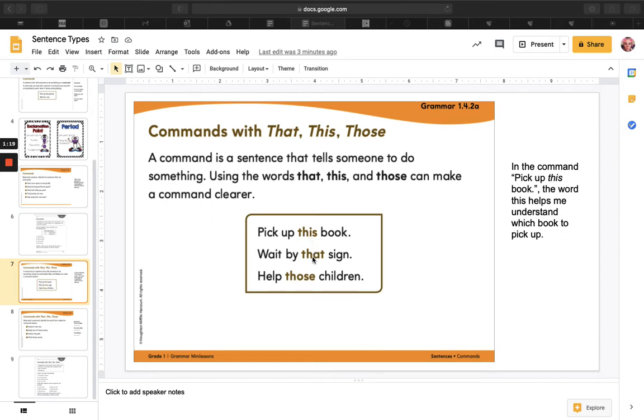So this, that, and those are important words that we might usually see in a command. Remember, a command is a sentence that tells us to do something, and you practiced those yesterday. All of these commands have a capital at the beginning and a punctuation with a period at the end.